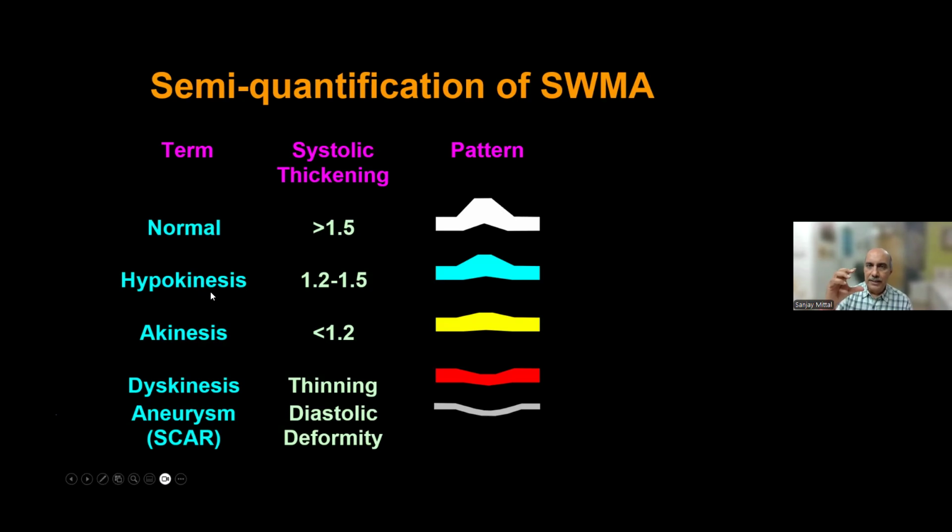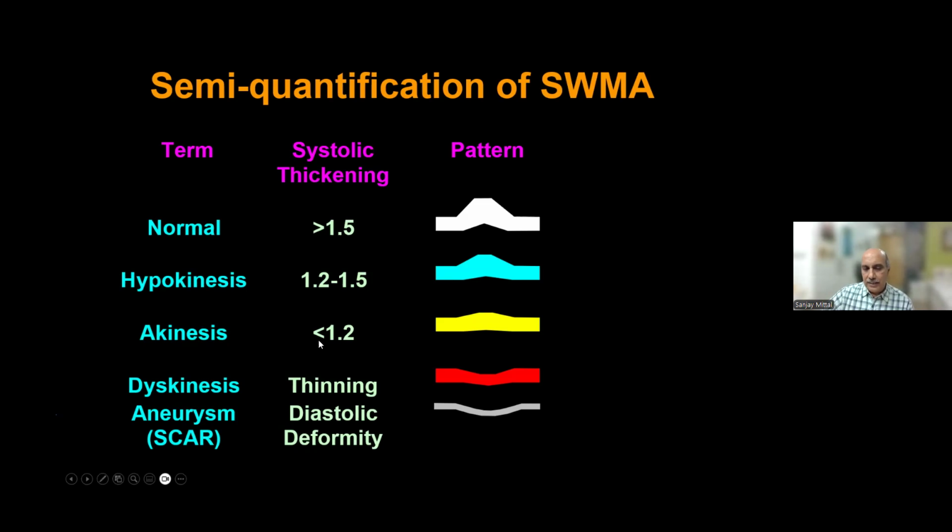Hypokinesis is when the movement is less and thickening is less. We call it kinesis, but this is basically represented in terms of change in systolic thickness. So from the diastolic thickness of 1 centimeter, it would become 1.2 to 1.5. That means 20% to 50% thickening of the myocardium segment in systole is hypokinetic. It's not normal. It is less than normal, but it is still there.